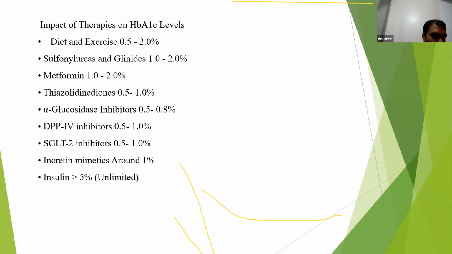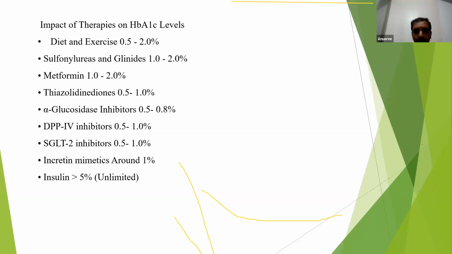So this is the HbA1c reduction for all the things which we have discussed. Diet and exercise give a 0.5 to 2 percentage reduction in HbA1c. Sulfonylurea gives 1 to 2%, metformin 1 to 2, thiazolidinediones 0.5 to 1, alpha glucosidase inhibitors 0.5 to 0.8, DPP-4 inhibitors 0.5 to 1, and SGLT2 inhibitors 0.5 to 1.